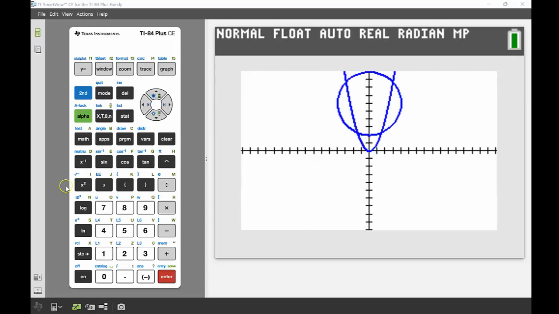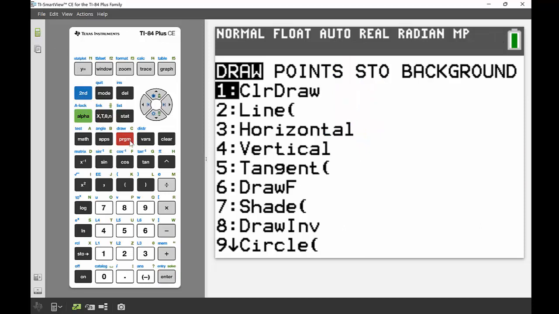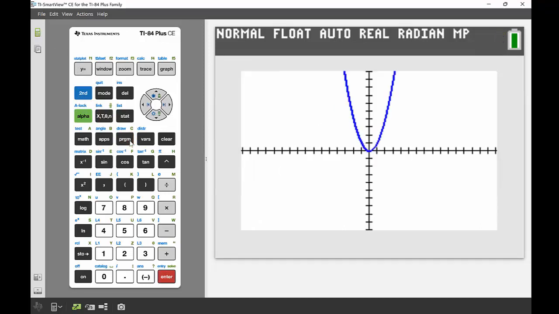Okay, so the first thing we're going to do here is get rid of that circle that we had before. We're still using the same quadratic, so we can keep that, but that circle's got to go. So back into our draw menu, second, draw again. The first thing there just says clear draw, so we can use that just to get rid of the circle.